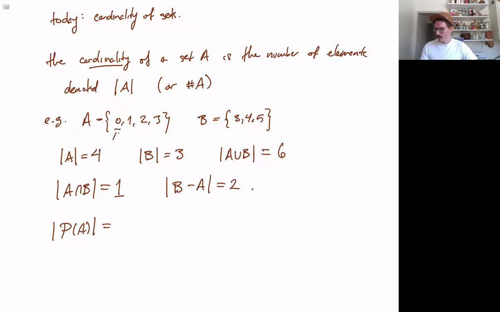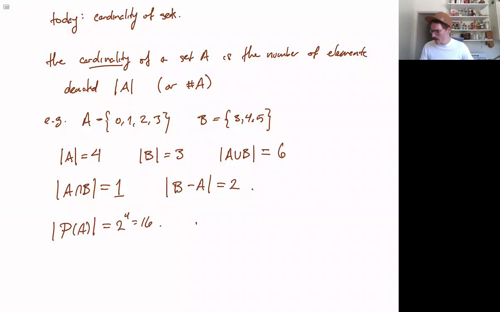So you have 2 options. And these are independent, right? Whether 0 is in the subset does not affect whether 1 is in the subset. So there are 2 options for 0, 2 options for 1, and you multiply those to get 4 options total. So the number of elements of the power set is 2 to the power of the number of elements in your original set. And in this case, that's 2 to the 4, which is 16.